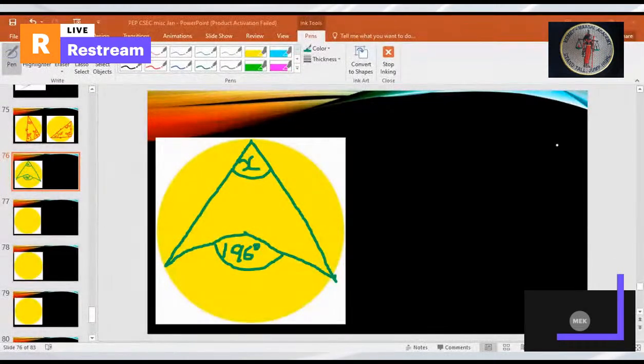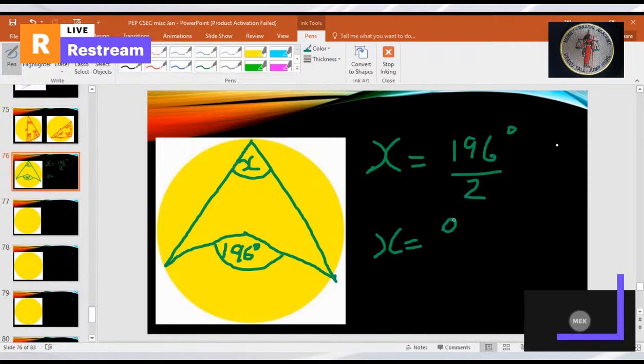All right, so that would be theorem 1, which says the angle at the center is twice the angle at the circumference. Therefore, angle X is half of 196 degrees. So angle X would be 98 degrees. Imani is correct. The angle at the center is two times the angle at the circumference.